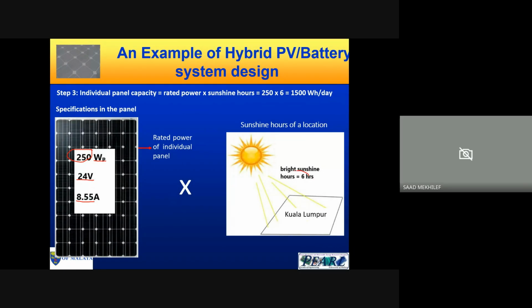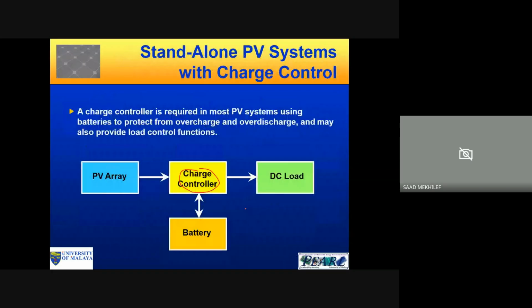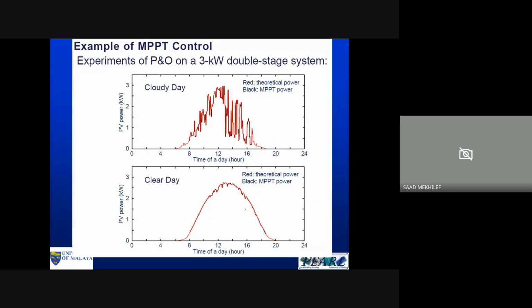For example, if we assume the sun hours, because in every location there are sun hours. This is not the sunlight. I think that's very, very important. If you look here, does anyone know the difference between sun hours and sunlight? Anyone? Because in PV systems, we use the sun hours. We don't use the sunlight.